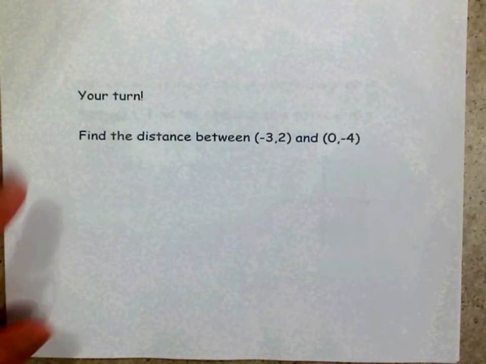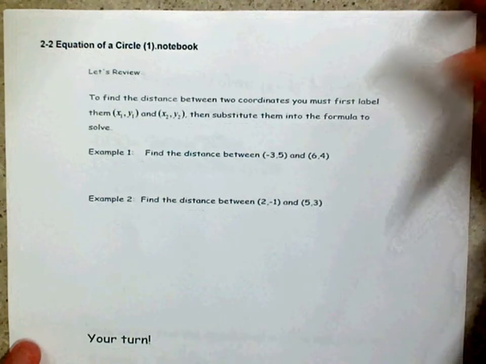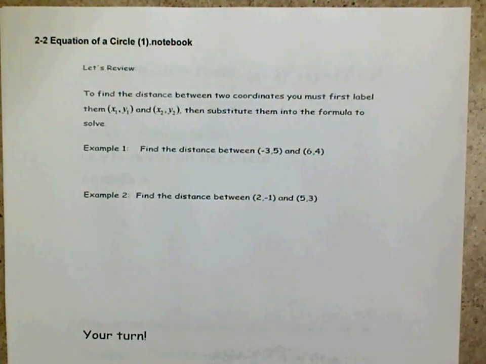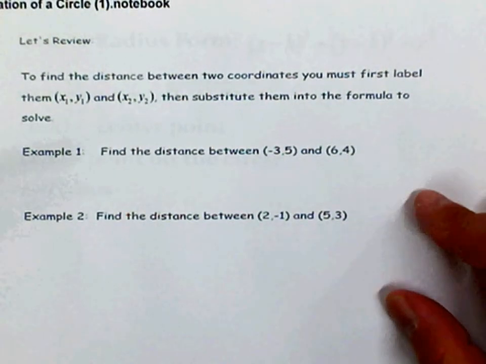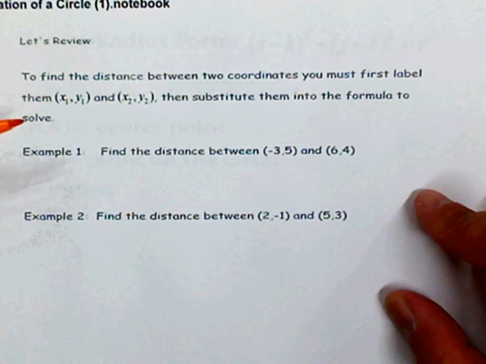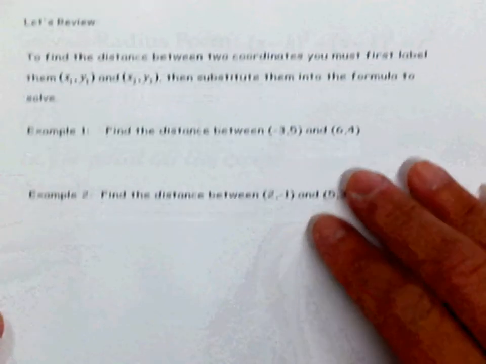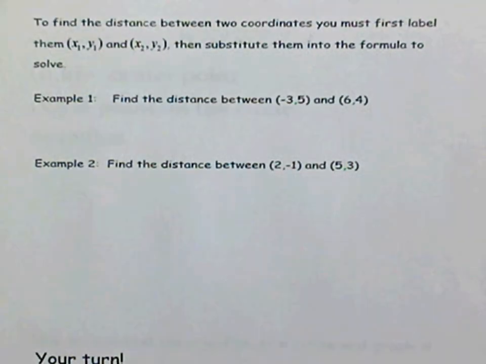Let's review a few things. That's awfully small. Let's see if we can make it bigger. There we go. To find the distance between two coordinates, you must first label them x1, y1, x2, y2. Then you substitute them, which means replace, into the formula to solve. Let's take a look at this example real quick. You will need a calculator unless you want to do all the work by hand. So let me get my calculator.